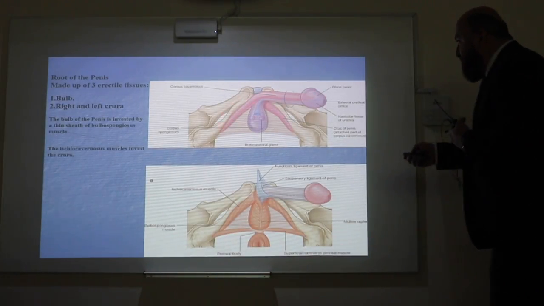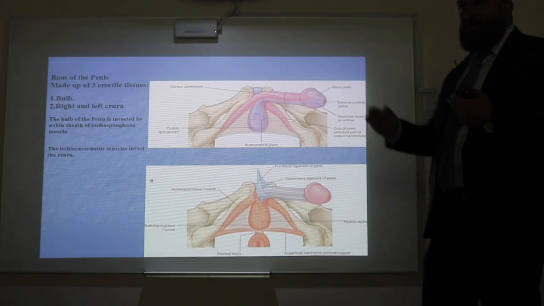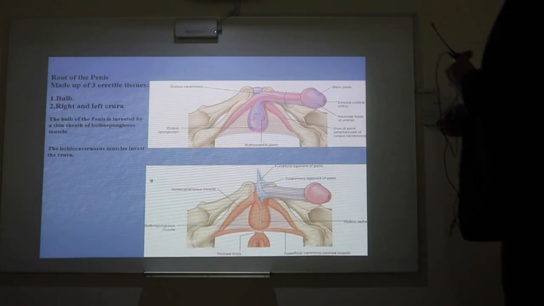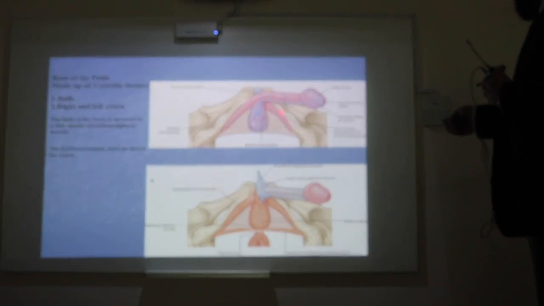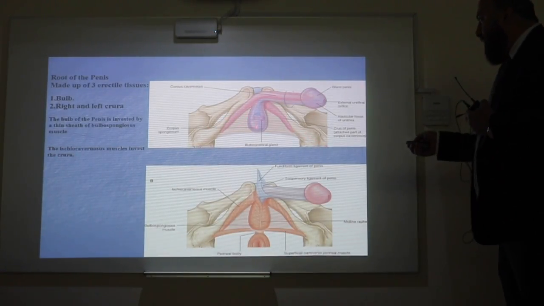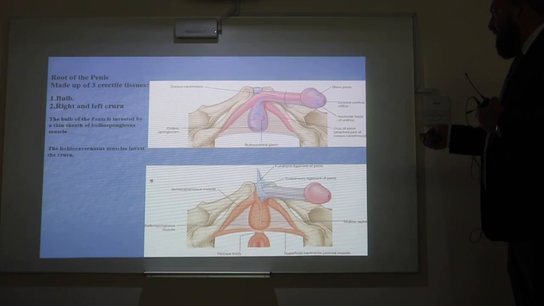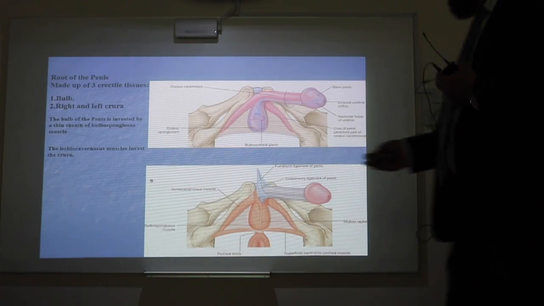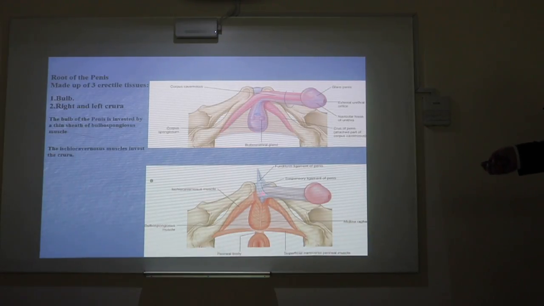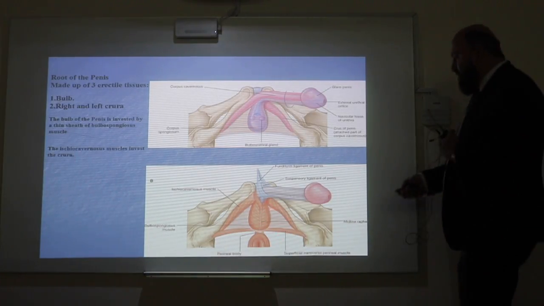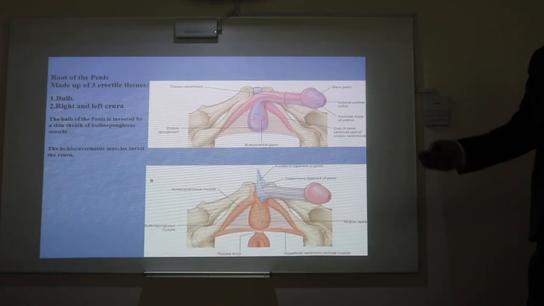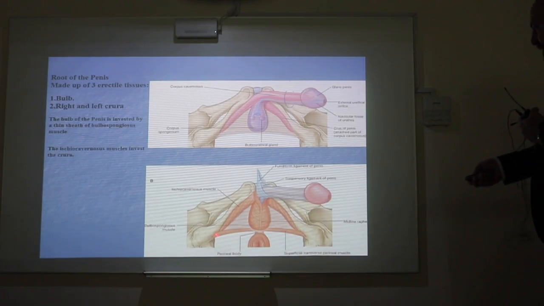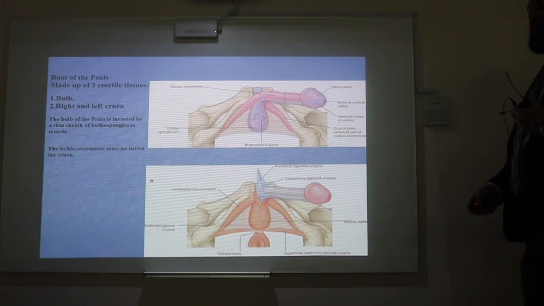Okay? So what is special about the root other than it being fixed? You have the bulb and the crura attached to the urogenital diaphragm and the crura to the ischiopubic rami, to the bone. Other than that is that they are covered by muscles. So the bulb is covered by a muscle called bulbospongiosus, and each crus is covered by a muscle called ischiocavernosus. So only at the roots. Otherwise, the body has no muscular coverage.